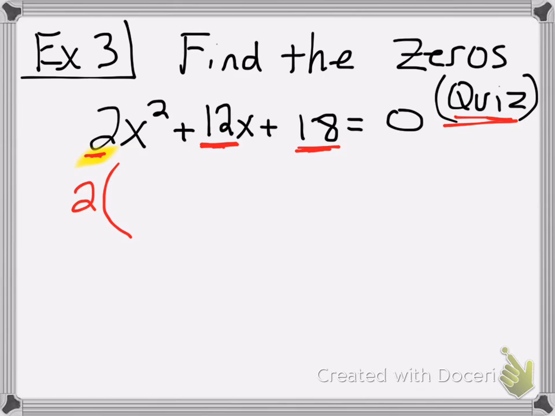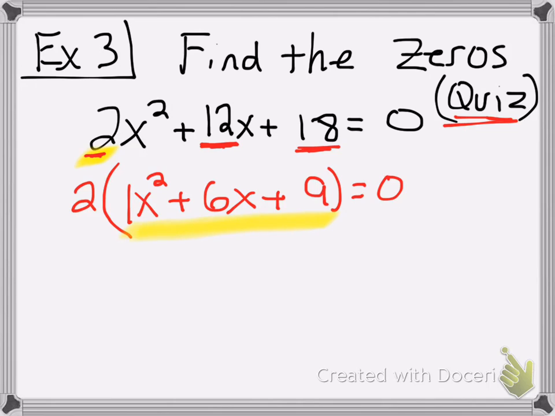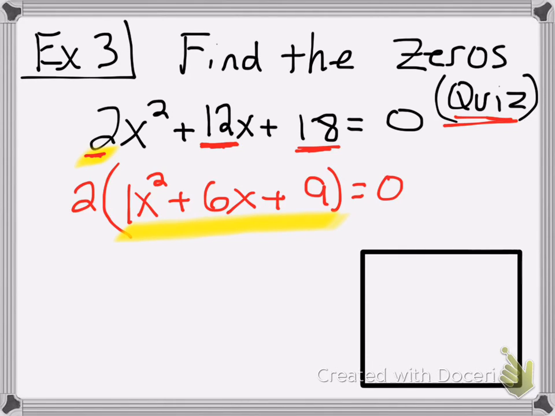Okay? Now we got 2 divided by 2, which is 1x squared, plus 12 divided by 2 is 6x, plus 18 divided by 2 is 9. And then set that equal to 0. Now, I just made the problem that much easier. I'm going to take what I got highlighted and go back to my Punnett square. Okay?